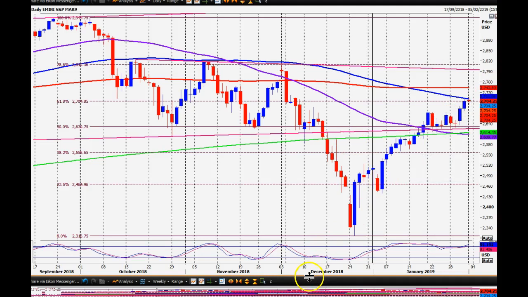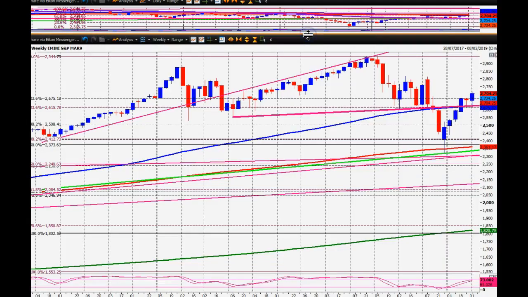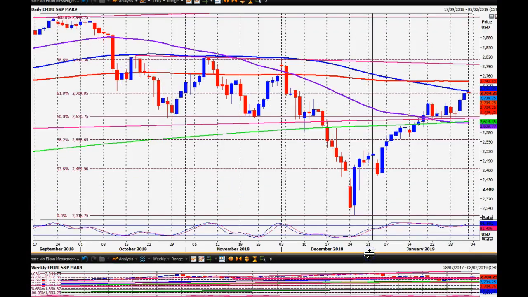You would be very nervous if you were long, or you should be nervous if you were long, seeing that. We don't have a particular sell signal yet, but I would be more comfortable being short than long.